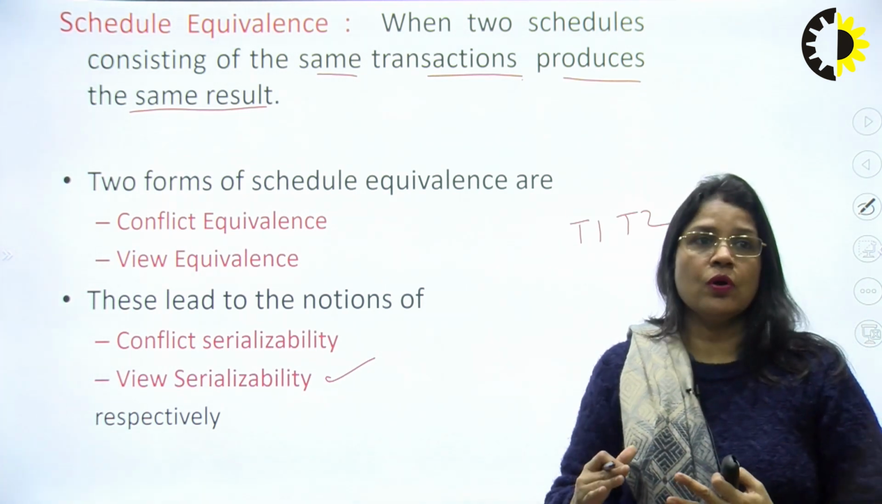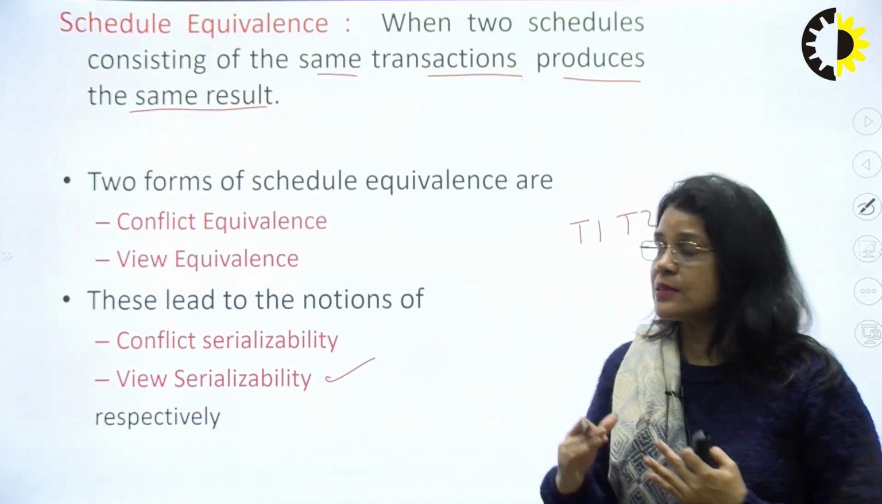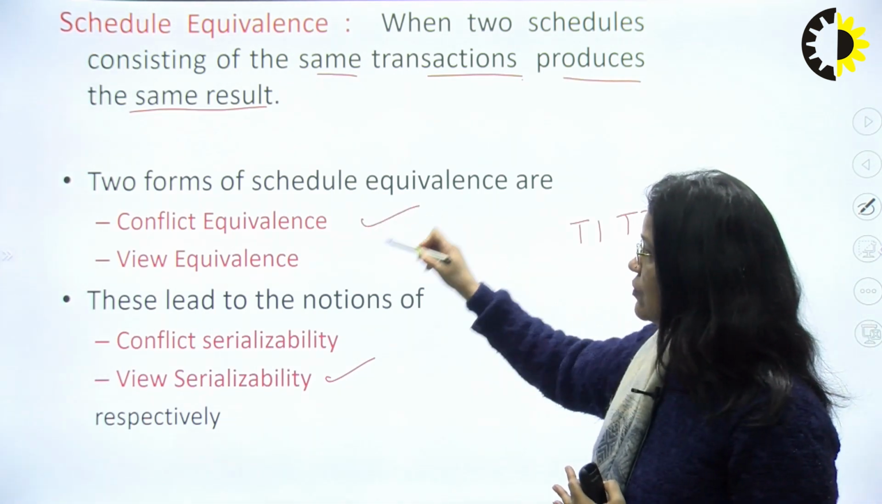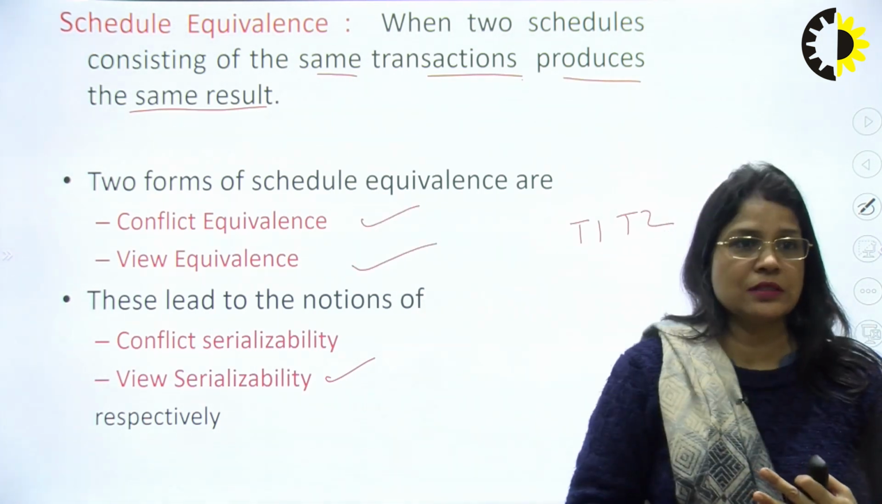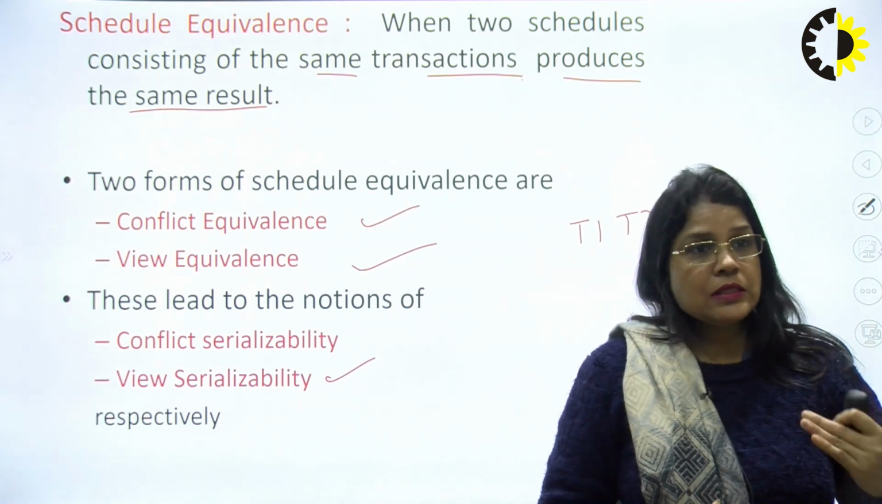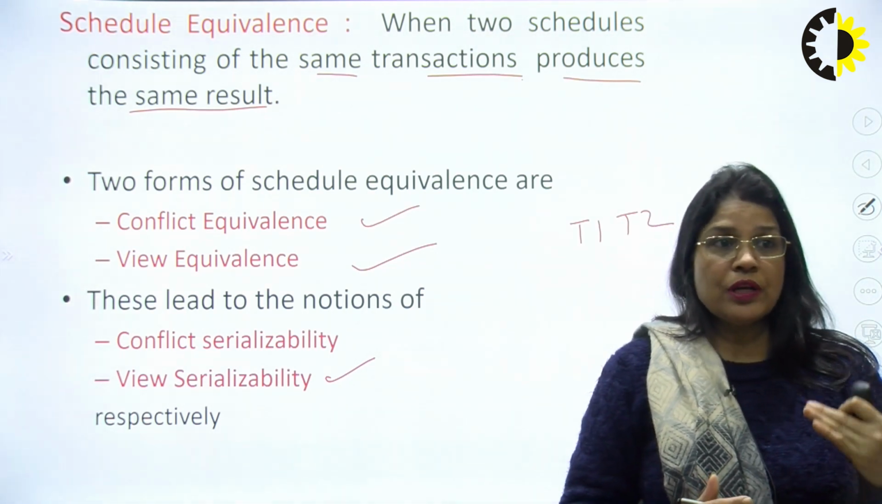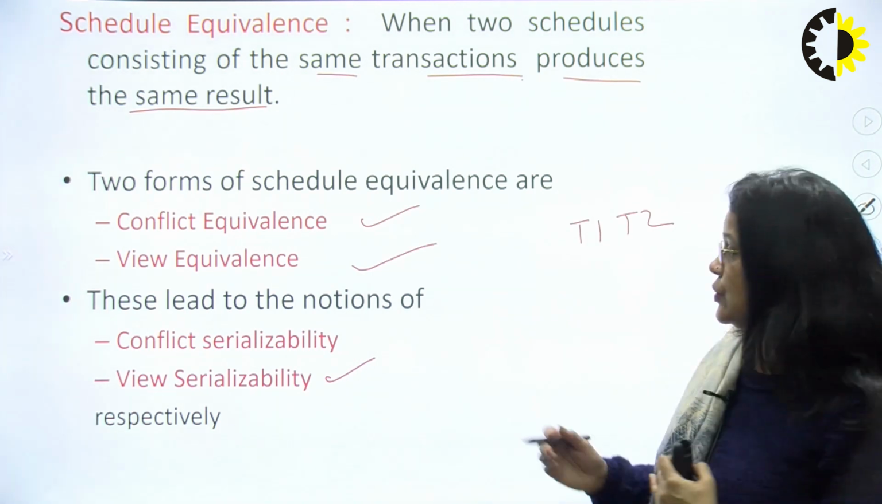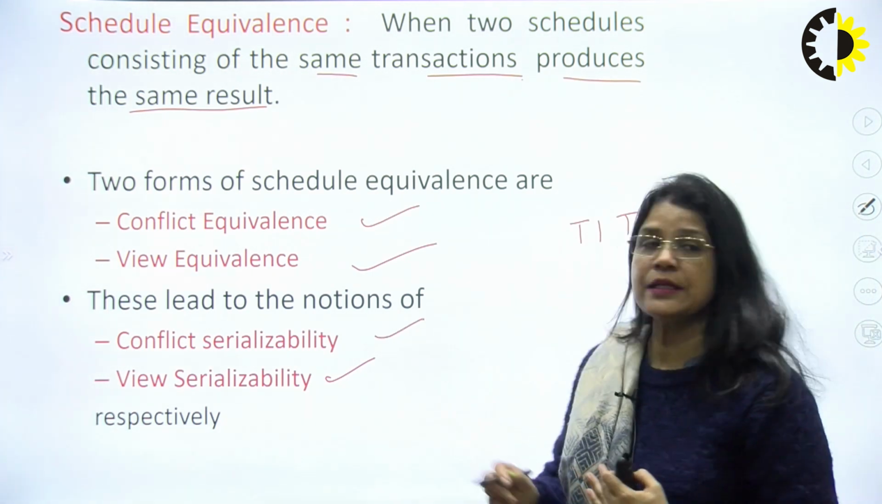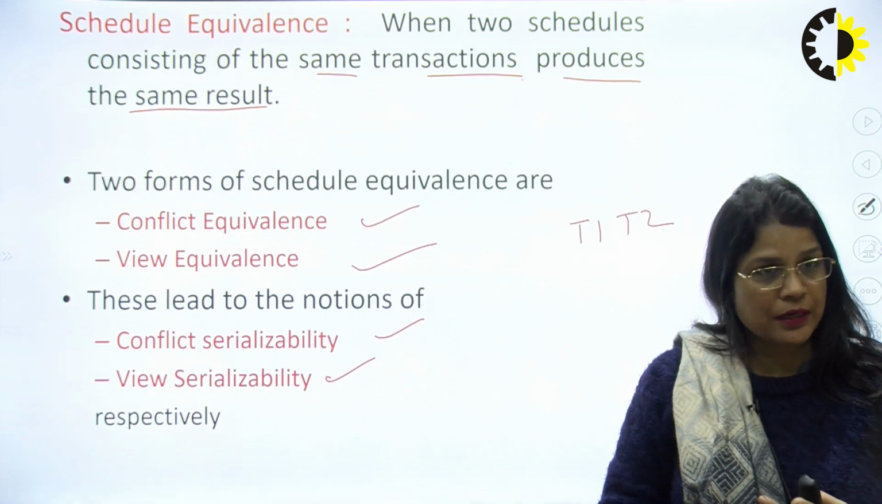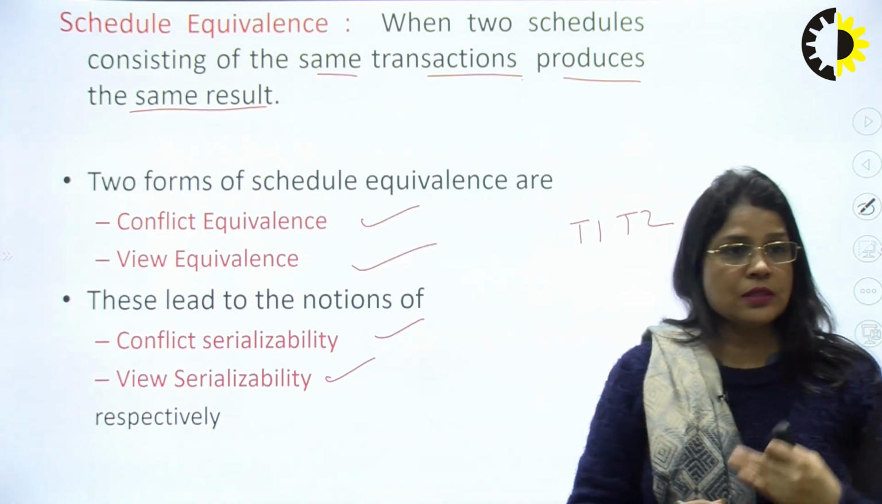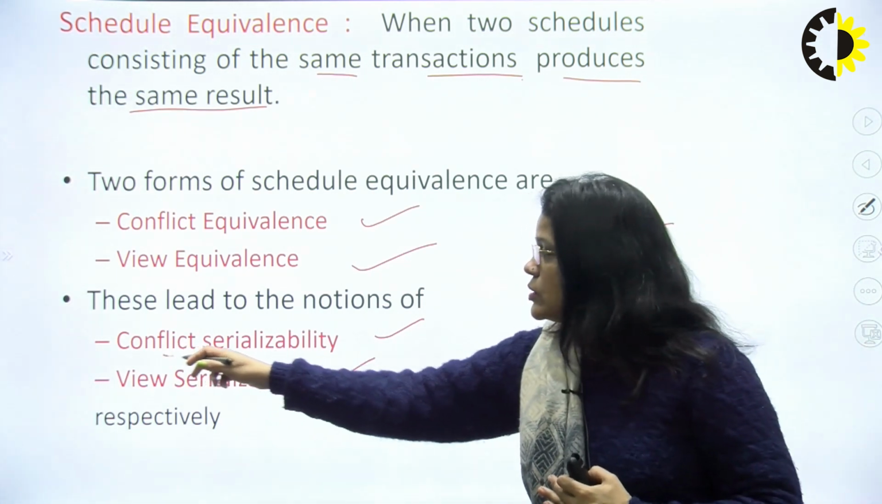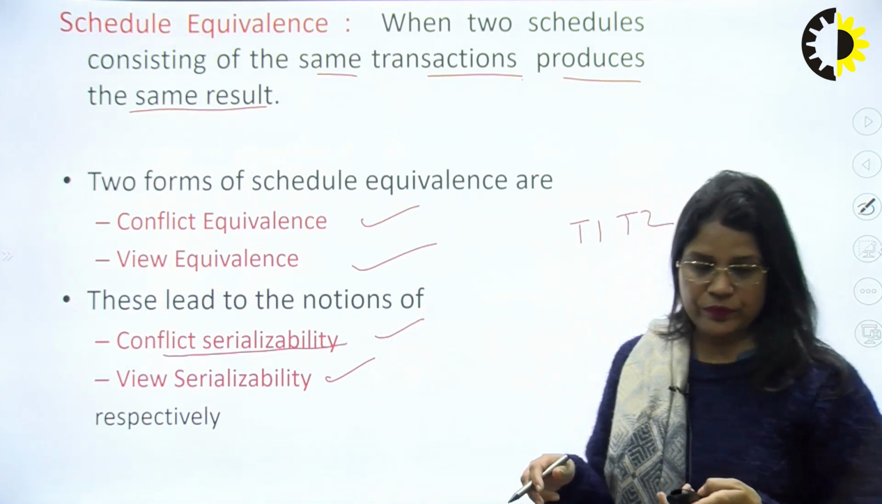There are 2 forms of schedule equivalence. One is conflict equivalence, another is view equivalence, right? This conflict or view equivalence leads to the notion of conflict serializability and view serializability respectively, right? In this lecture we'll focus on conflict serializability.